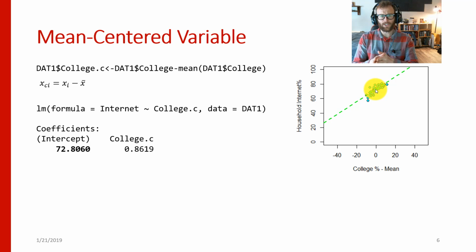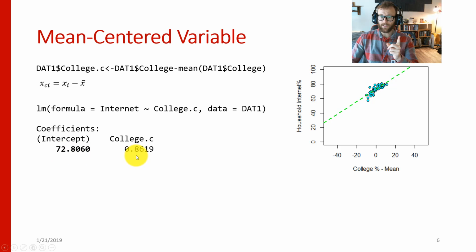So in this mean-centered case, the intercept actually takes on a much more reasonable interpretation, I would say, compared to the other two types of centering that we looked at. If we mean-center this, the intercept tells us, on average, what is the percentage of households with internet access. In the average state, we know that about 73% of households have internet access.